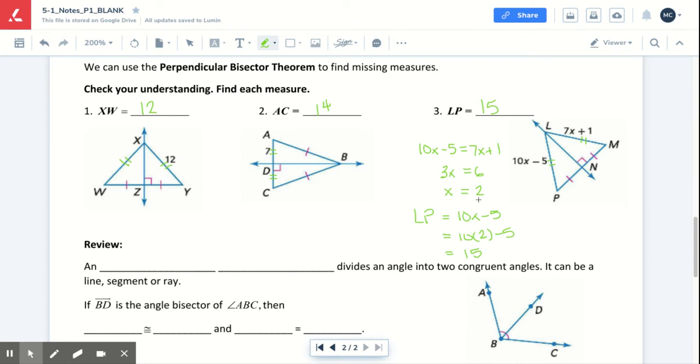This didn't ask me for x though, this asked me for the length of LP. So once I got my x value, I had to take the expression that they gave me for LP and substitute in that value and then solve it.